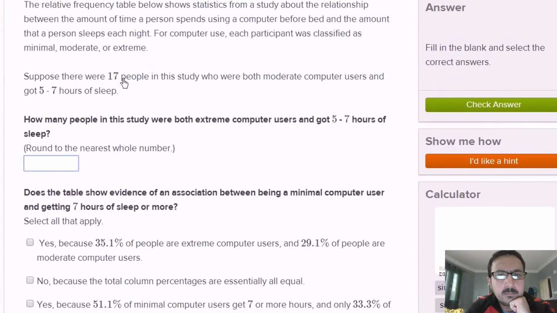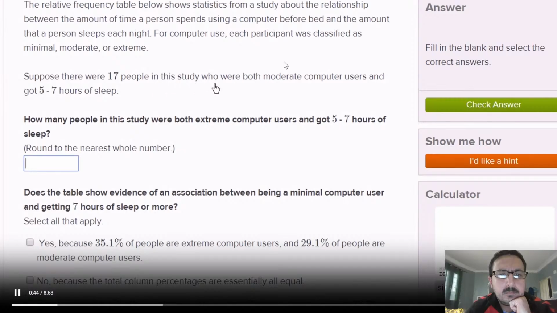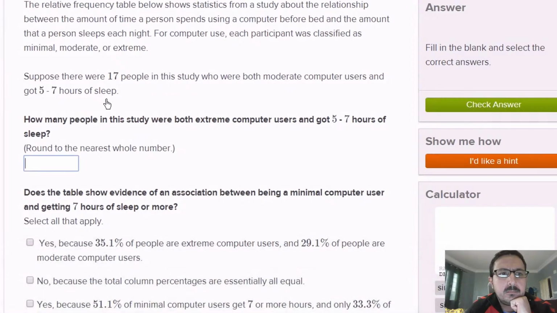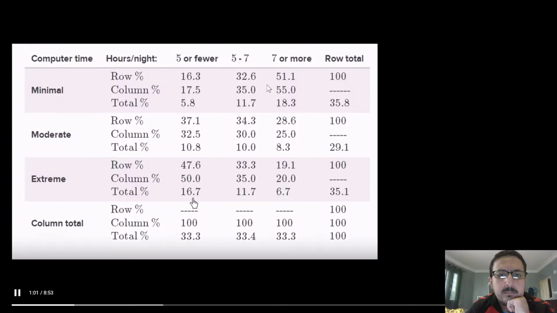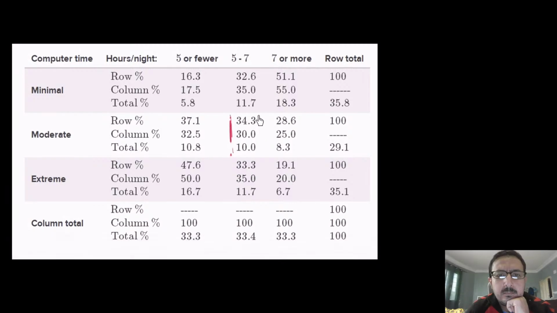They tell us, suppose there were 17 people in the study who were both moderate computer users and got 5 to 7 hours of sleep. So moderate, 5 to 7. So this category right over here, there were 17 people in this category. I copied and pasted this chart onto my scratch pad so I can write on it. This group right over here, there are 17 people.